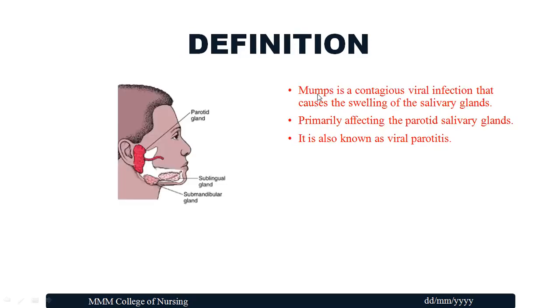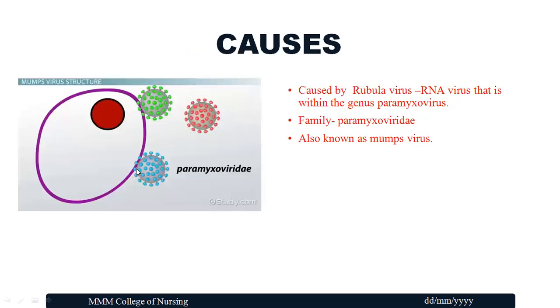Definition. Mumps is a contagious viral infection that causes the swelling of the salivary glands, primarily affecting the parotid salivary glands. It is also known as viral parotitis. You can see here, this is the affected parotid gland. What is the causative agent? That is Paramyxoviridae, also known as mumps virus.